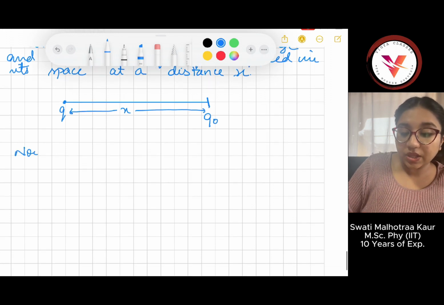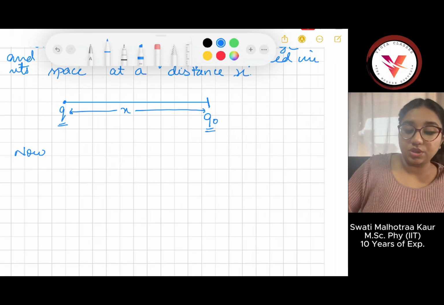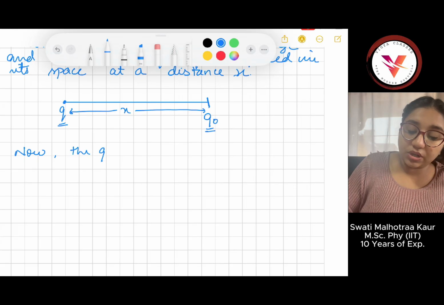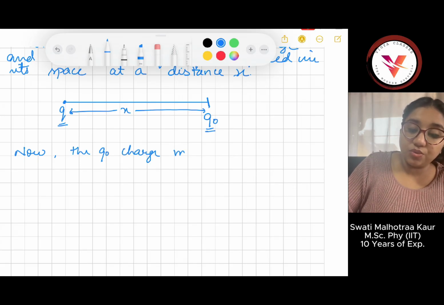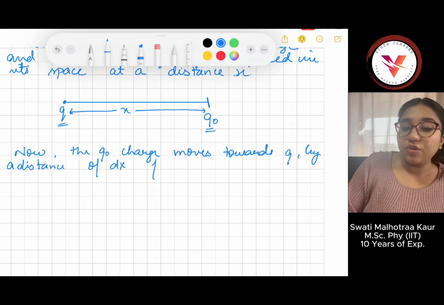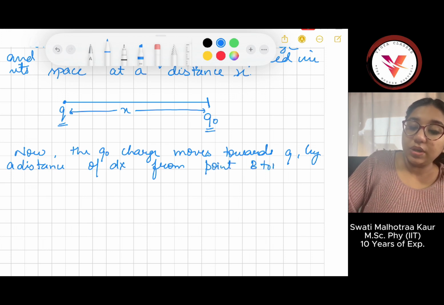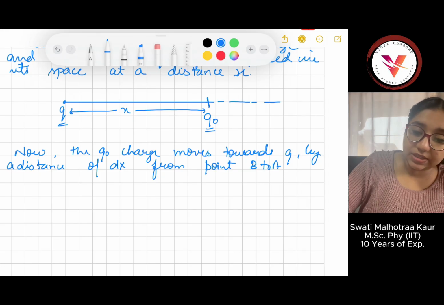Now, in the field of this Q charge, this Q naught charge is moved towards Q by a distance of dx, from point B to A. Consider that it is placed at B and then it moves to point A by a distance of dx.